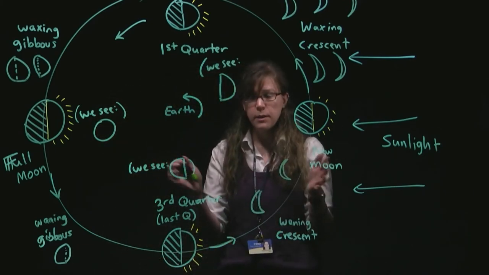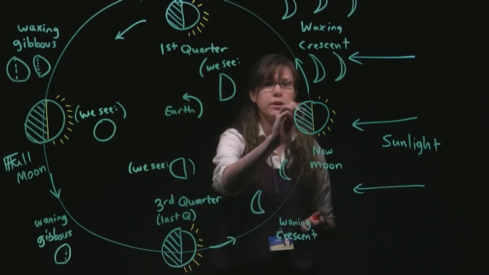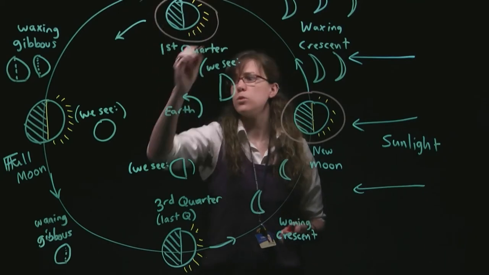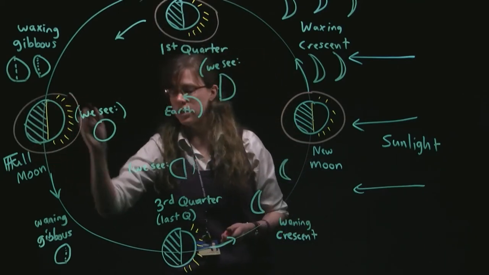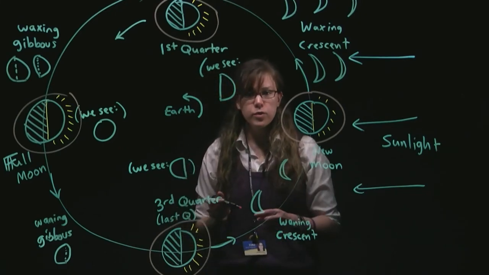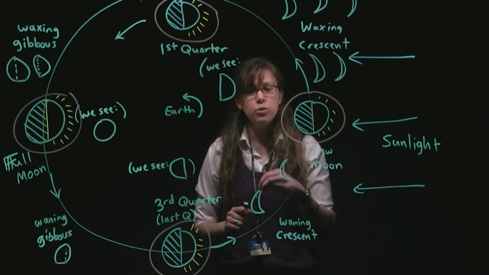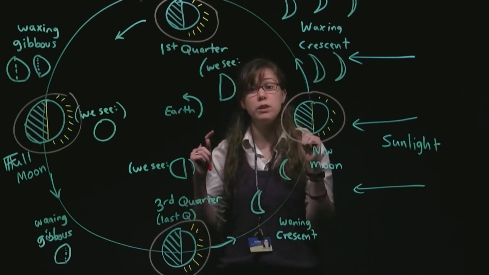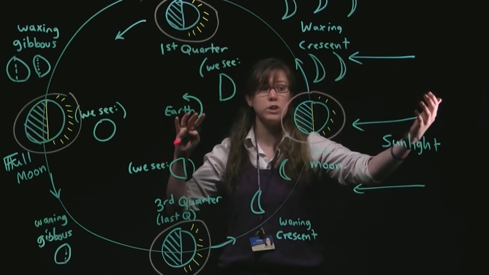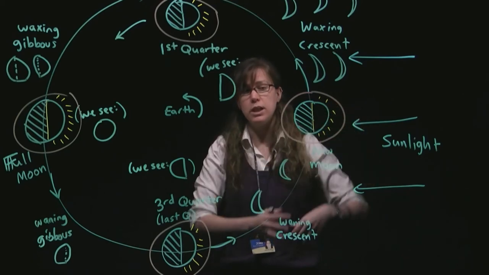Now I want to point out a couple of things on this chart that we've made. The moons here that I'm going to circle, this one, this one, this one, and that one. All four of those circled moons are showing what the moon looks like if we're floating around in a spaceship out in space. We're not standing on Earth, we're looking around at what's being lit up by sunlight and what is in shadow because there is no sunlight.